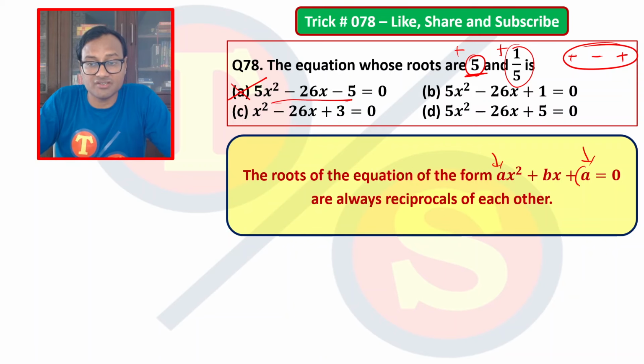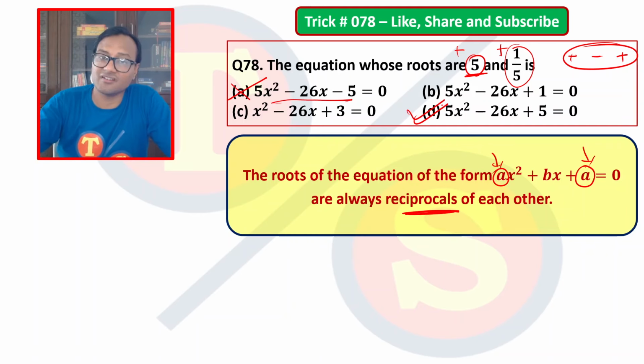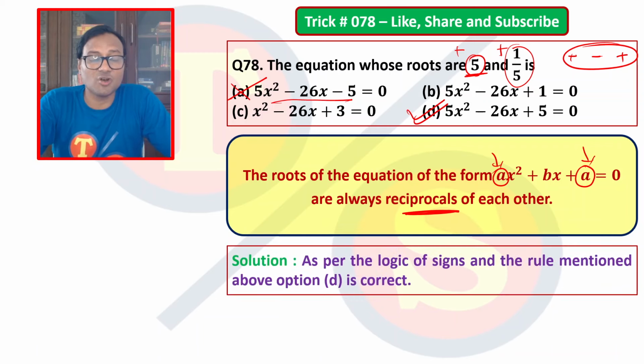Means whatever is the value of the last term, the same coefficient will be there with x square in the first term. That is the indication that the roots are reciprocal of each other. So with that logic, answer option D is the correct answer. Okay. So this is how we can identify this type of answers also very quickly.